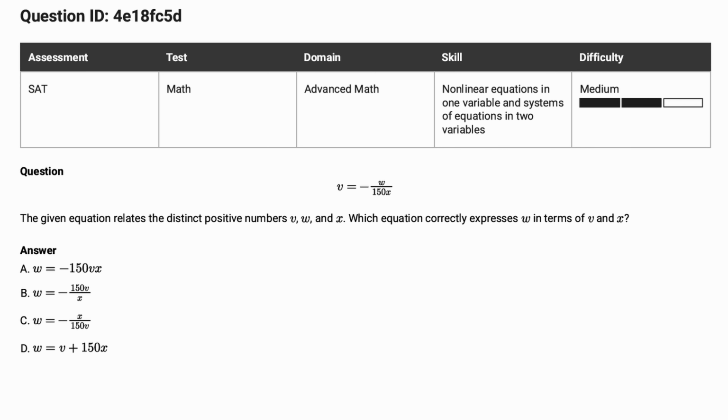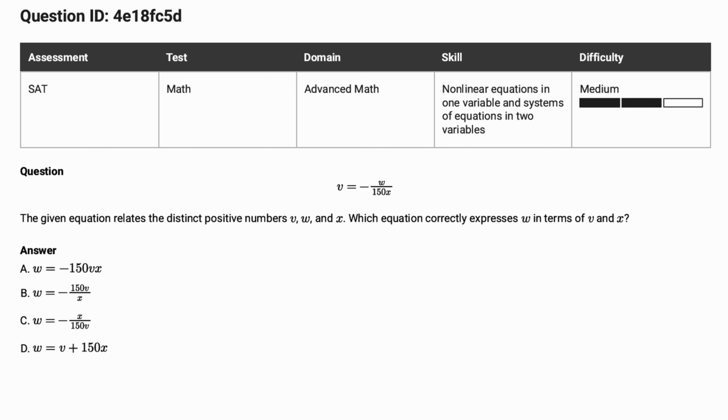The given equation relates the distinct positive numbers v, w, and x. Which equation correctly expresses w in terms of v and x? Alright, so we're trying to express w in terms of v and x, and they give us this equation. So as long as you know your algebra fundamentals and the rules, this should be pretty straightforward. We can multiply over the 150x, and then we can divide by the negative.